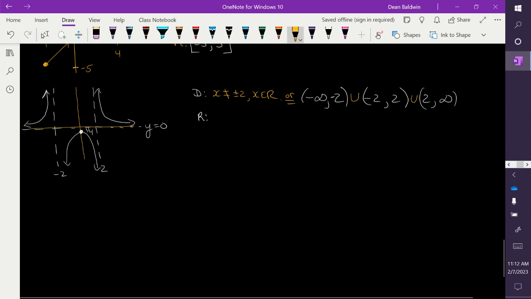All right? So when in interval notation, you have to have this. So in some sense, this is way easier to write. You can say it can't be plus or minus 2, but it can be anything else. But if you're going to write it in interval notation, you have to write each separate thing. Okay. Let's do the range.